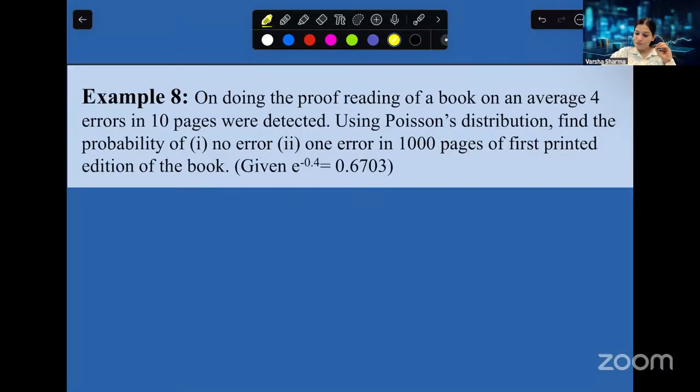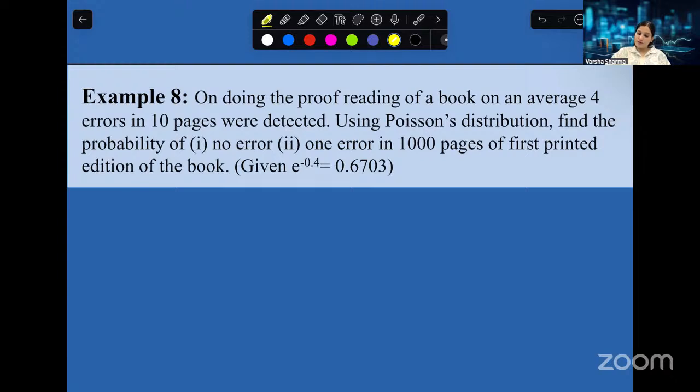On doing the proofreading of a book, on an average, 4 errors in 10 pages were detected. So average of 10 pages is 4. Now, if I'm finding the probability for one page, I'll find the average for one page. If I'm finding the probability for one book, I'll find the average for the number of pages in the book. If I'm finding number of pages, then I'll first find lambda for one page, find the probability and then multiply it by the total pages.